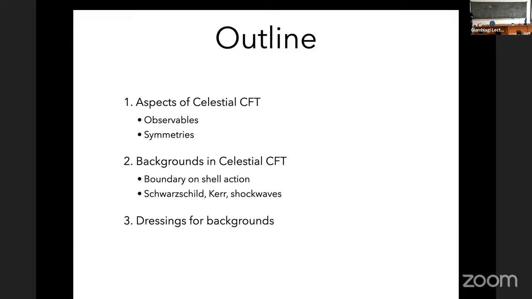In anti-de Sitter space, we have a lot of insight into quantum gravity, and one key result there was that the boundary on-shell action gave you a generating function of correlation functions. So in the first part of the main part of the talk, I will discuss how this extends to flat space. Then I will get my hands dirty on explicit geometries and see what the avatar of non-trivial bulk geometries is from the perspective of the boundary CCFT. And then, if there's time left, I will discuss infrared dressings for backgrounds that make them finite.